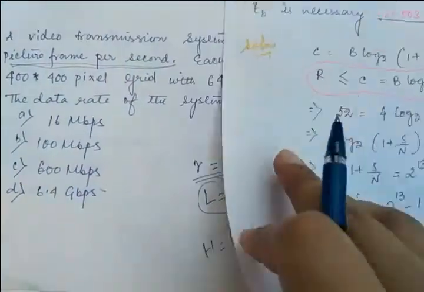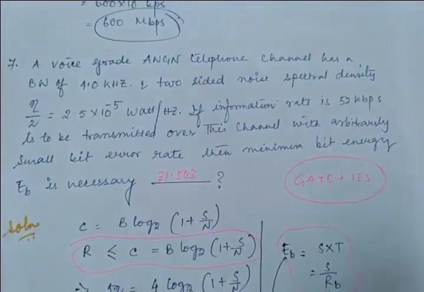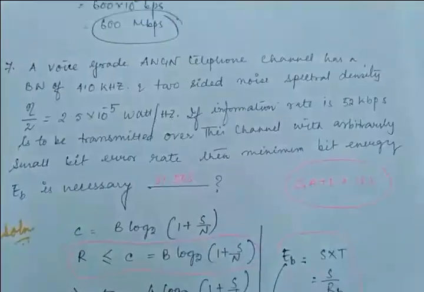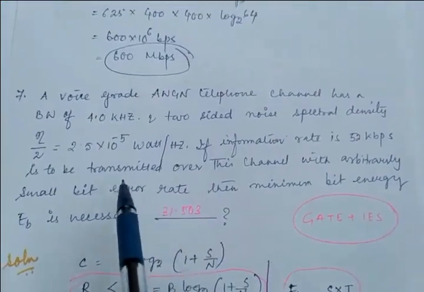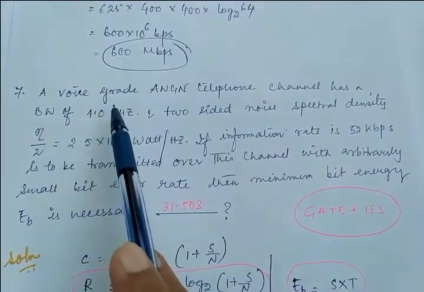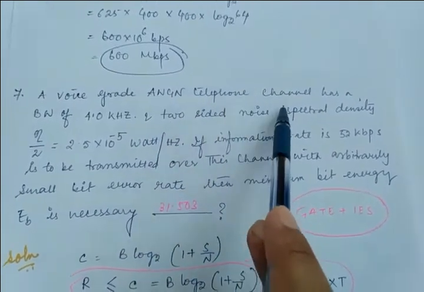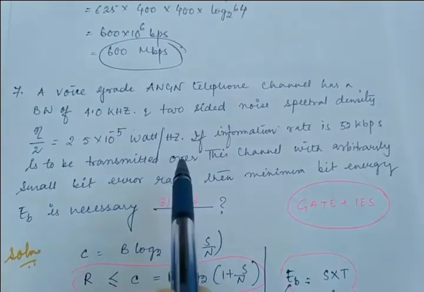So coming to my last question, which is a very lengthy question. I have intentionally given this question to you because this is an IAS question, and please see the question. A voice grade additive white Gaussian noise telephone channel has the bandwidth of this, right? Bandwidth means B equal to this one.